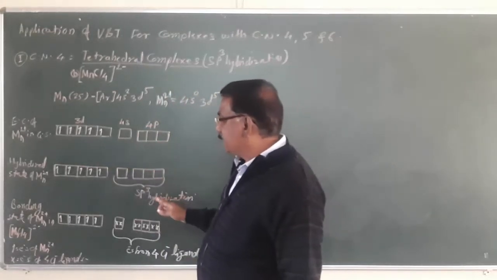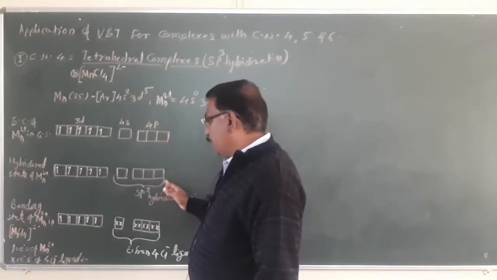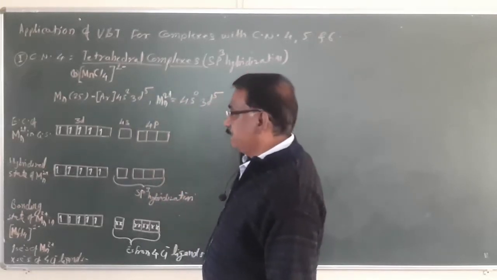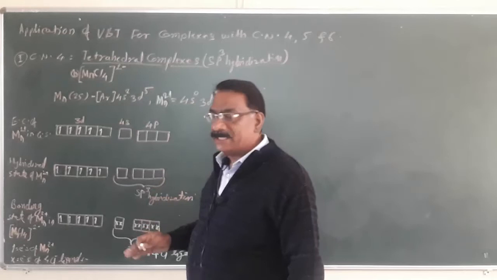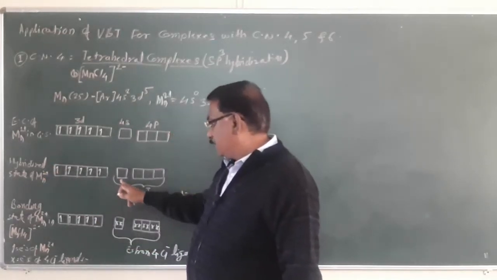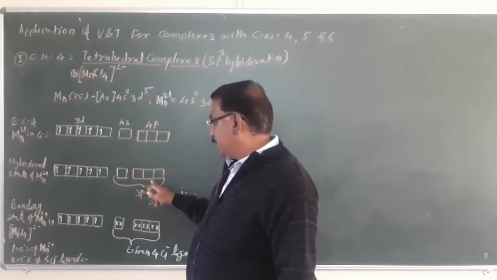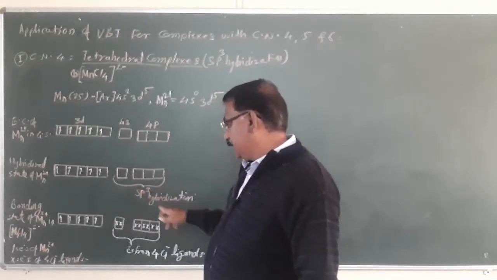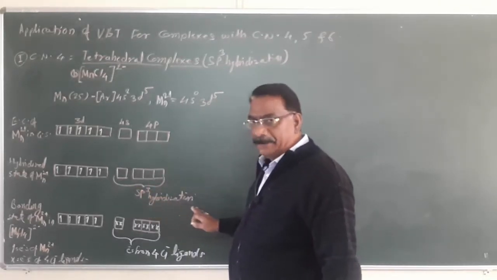See, it has the hybridized state. We know this Mn undergoes sp3 hybridization in tetrahedral complexes. In the hybridized state of Mn2+, the 4s orbital and 4p orbitals show the sp3 hybridization.